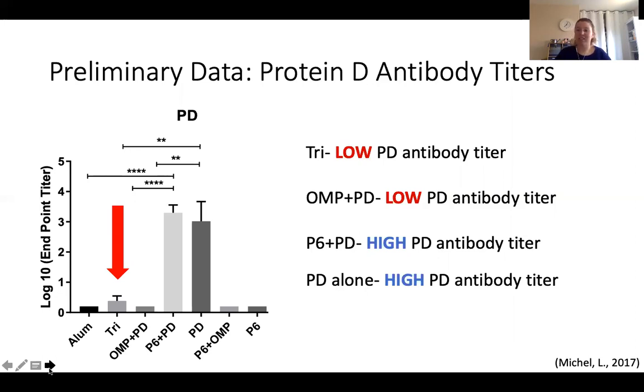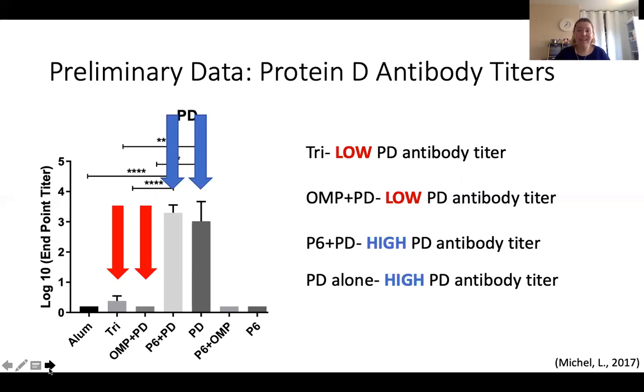The trivalent vaccine, which contained OMP26, protein D, and P6, had such a low number of antibodies generated against protein D. And this is really interesting because it's just such a low number. Same thing with OMP26 and protein D divalent vaccine. There's almost no antibodies generated against protein D in either of these cases. But when you do the protein D and P6 version, there's a large number of antibodies generated against protein D. And then protein D alone has a really high number of antibodies generated against it.